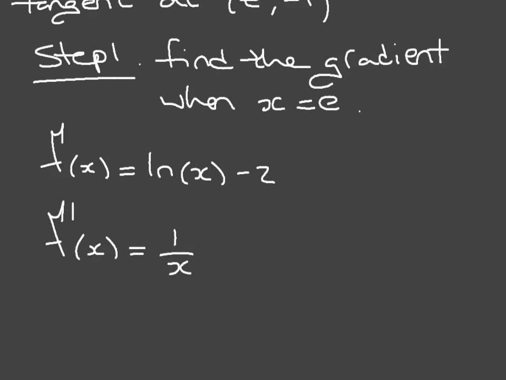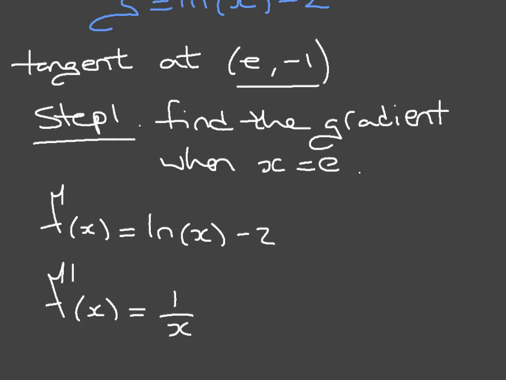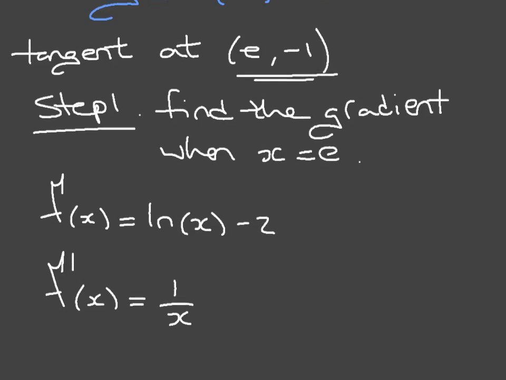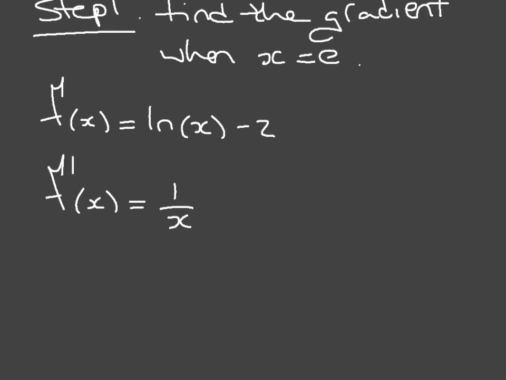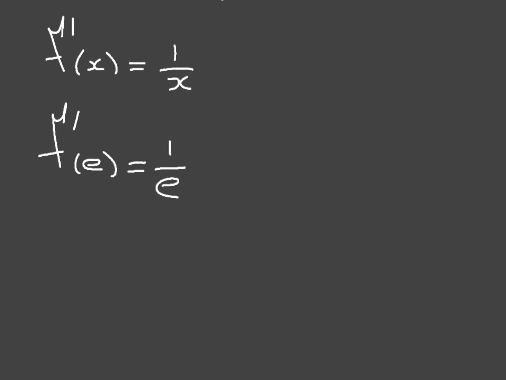And we're interested in the point, remember, e, negative 1. And at e, negative 1, x is equal to e. So at x equals e, the derivative, which is the same thing as the gradient, is f dash of e, which is equal to 1 over e. So at this stage, we already know that the tangent to this curve at the point e, negative 1 has to have a gradient m equal to 1 over e. And I'll just box that result.